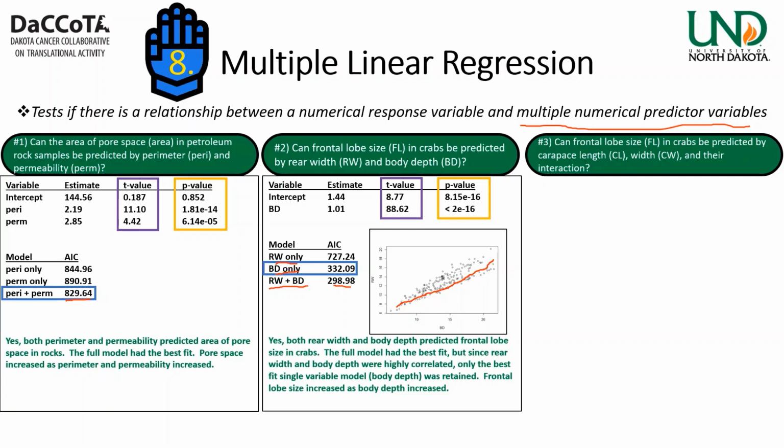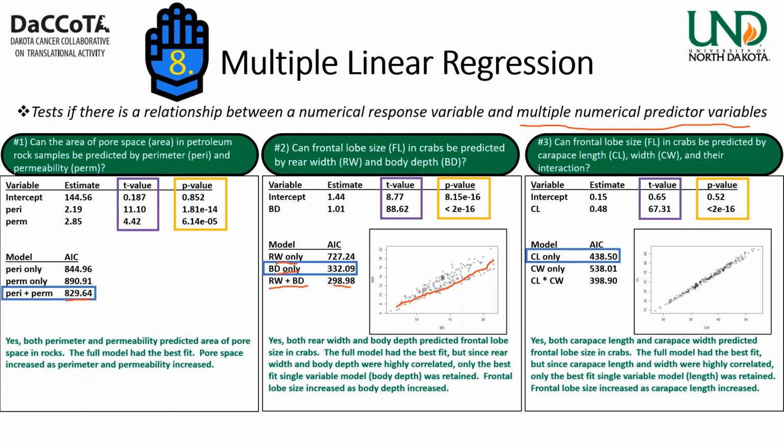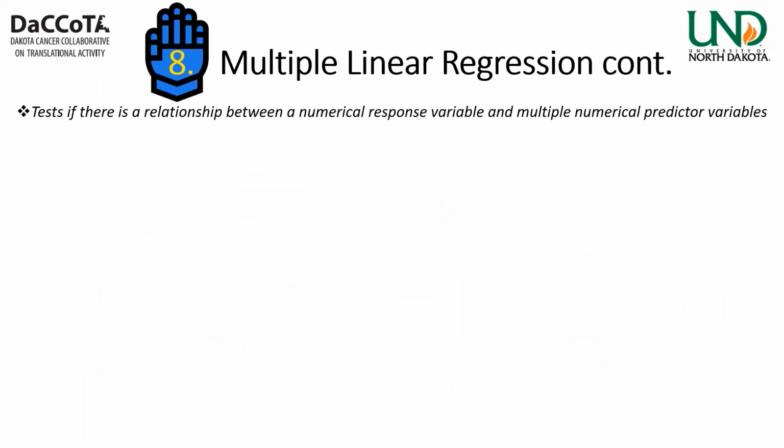So again, let's look at these crabs again. If we hadn't learned our lesson already, look at carapace length and width. Again, this is the final stuff I get out here. But what I had done before is I looked, and again, these 2 variables were highly correlated, so I picked the single variable model, so that's the length one that had the best fit. And so it looks like frontal lobe size increased as carapace length increased. Okay, moving right along to more examples.